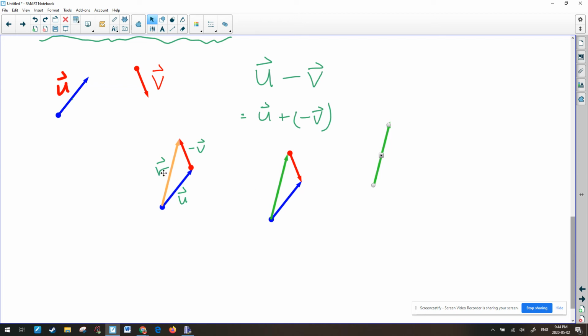I cast my mind back to university. I don't remember. Actually, I'm not even sure I was ever taught this in university. This is something I've seen in the textbook. I'm not a fan. Okay, lovely. So that's vector subtraction.